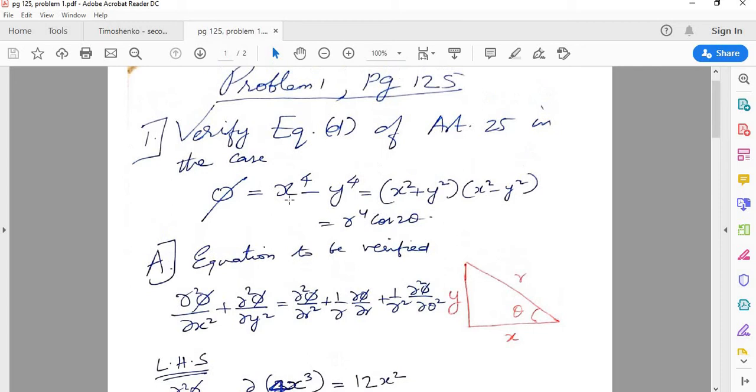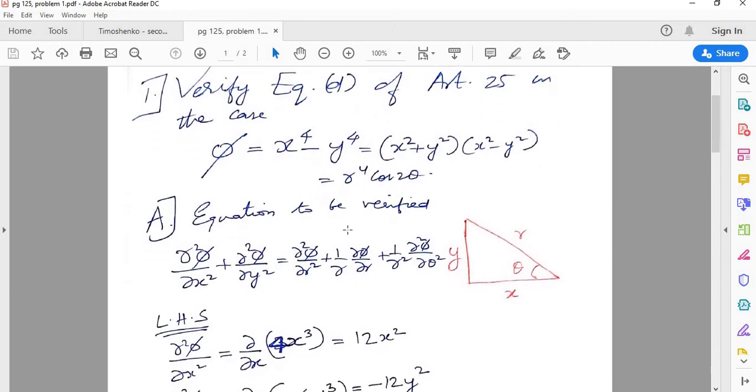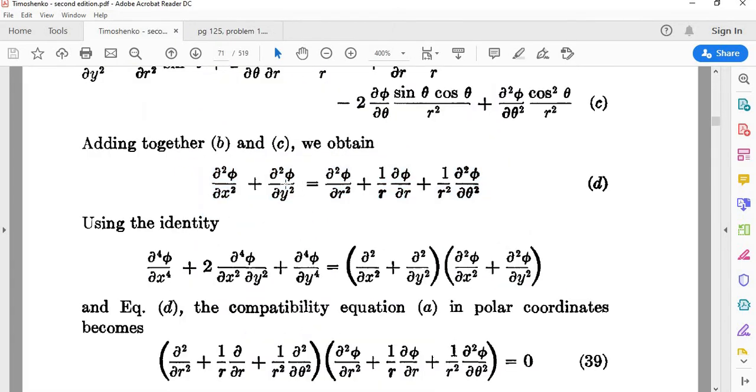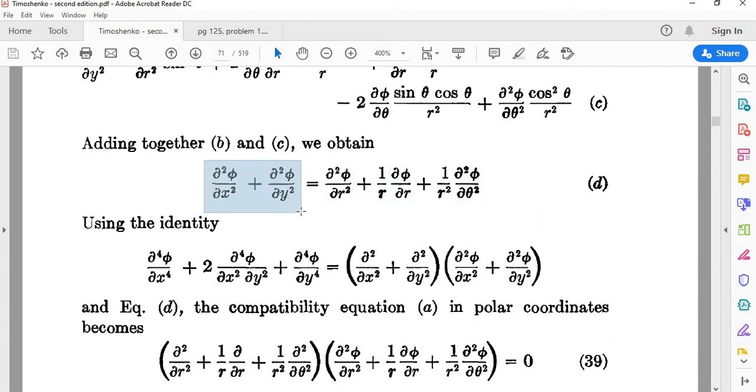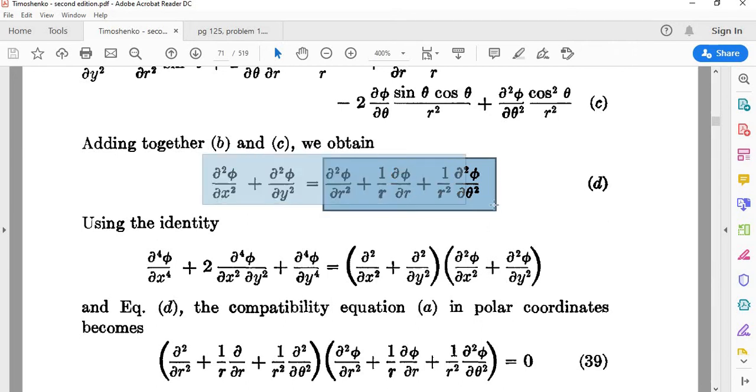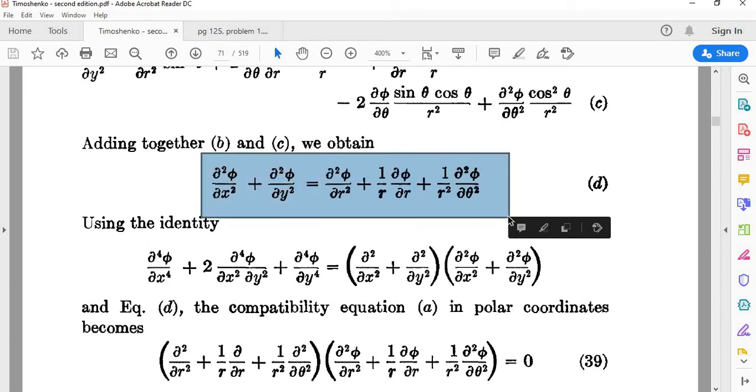I have the handwritten notes. So this is the function you are asked to verify. It is written in the Cartesian coordinates as well as polar coordinates, and you are required to check that it satisfies this equation. This equation is a relationship connecting the partial derivatives in Cartesian coordinates to partial derivatives in polar coordinates. This equation was already discussed in class. It's been a long time, so you just check back and you'll be able to refresh it.